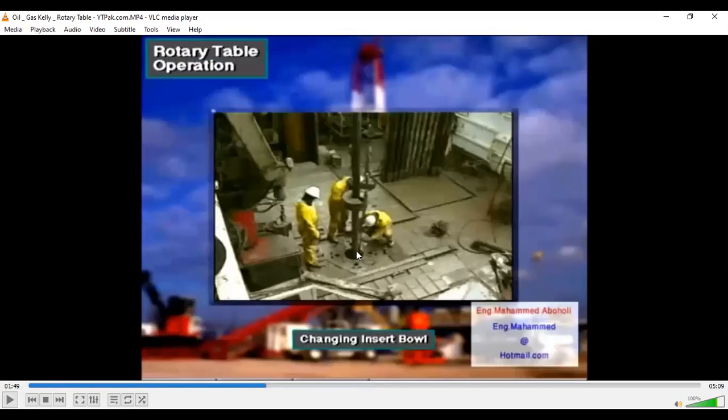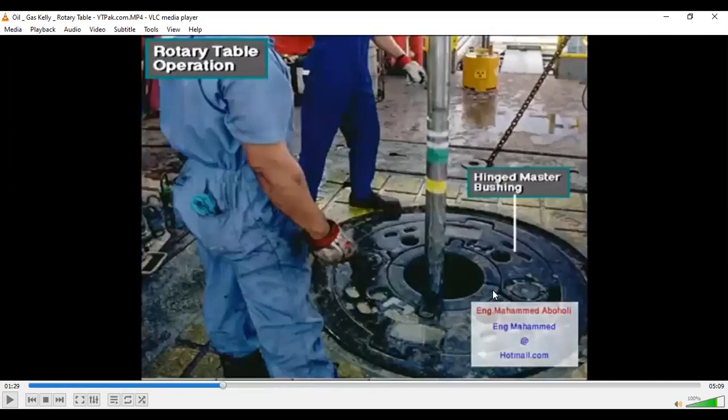Okay, this is the Kelly master bushing, and inside it there is the Kelly bushing, which is here. There's a pipe here which rotates through this one. Here you can see another one. So below is the drill pipe, the upper one is the Kelly. Both are connected here, and the drilling continues. Here's the function of the rotary table.